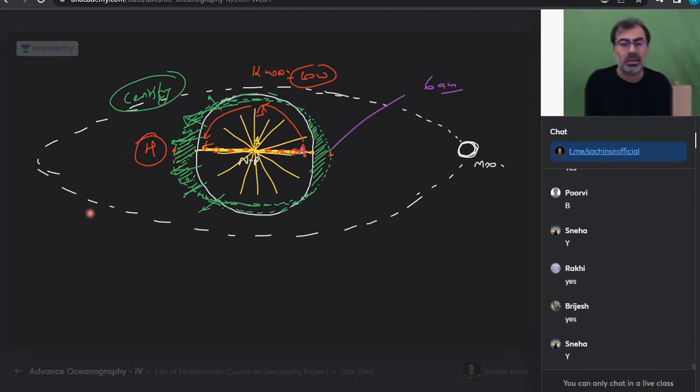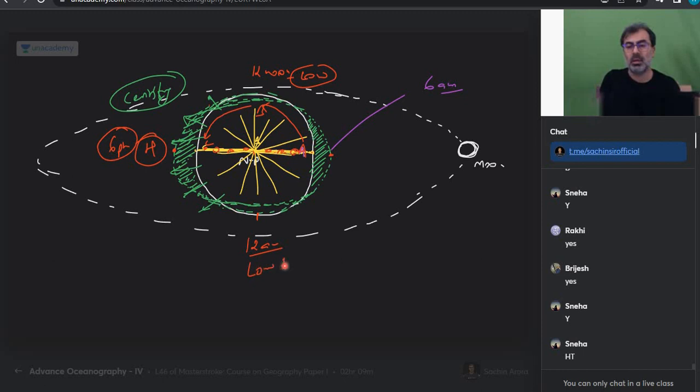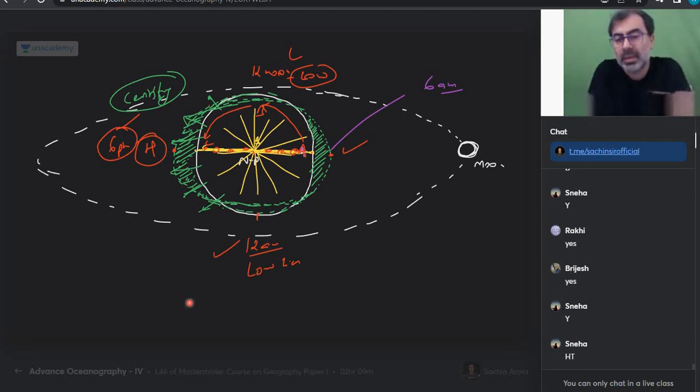6 p.m. in the evening, what happens? There is again high tide. Sorry, I said high pressure. And 12 a.m. in the morning, low tide. So one high, low, high, low. Every 6 hours, high, low, high, low. This is happening. Do we get that?